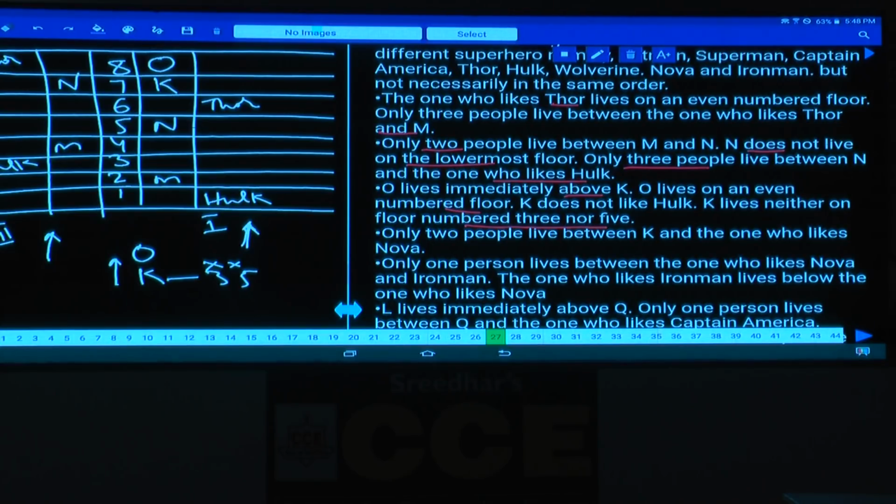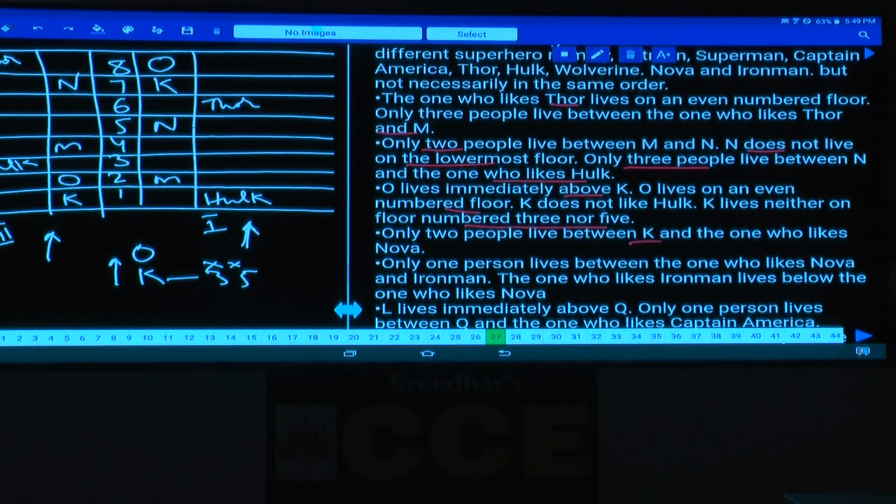And again, now coming to this one, K cannot be 3 or 5. As K cannot be 3 or 5, it cannot be 7 as well. Hence, K must be 1. If K is 1, O must be here. And K does not like Hulk. We have taken that information as well. K lives neither on floor number 3 nor 5. O lives on an even number floor.